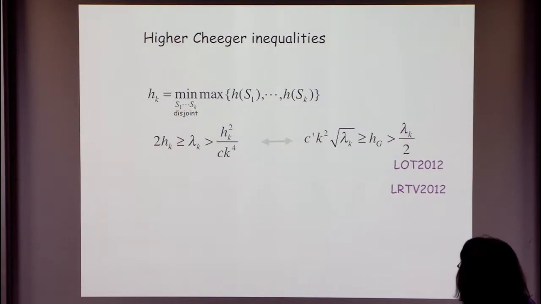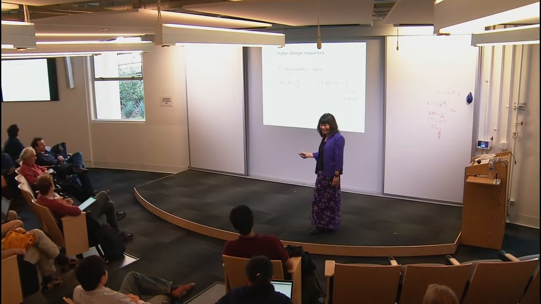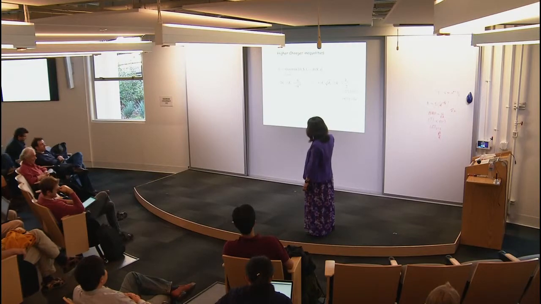So recently, we're really happy to see very nice work about higher order Cheeger constants. Very often you see it like this: on the right, it's k squared, on the left, it's k. I know, that's called cheating, hiding the powers. Let's honestly write it this way.